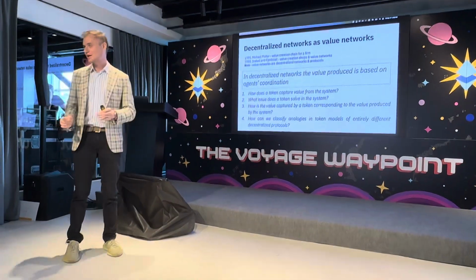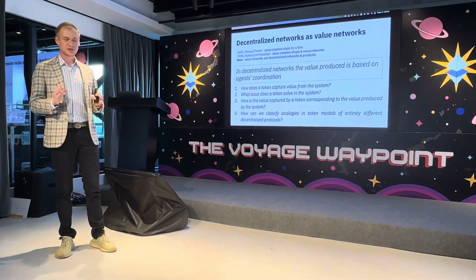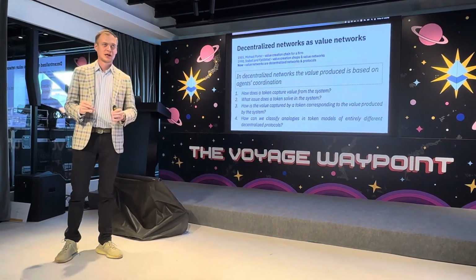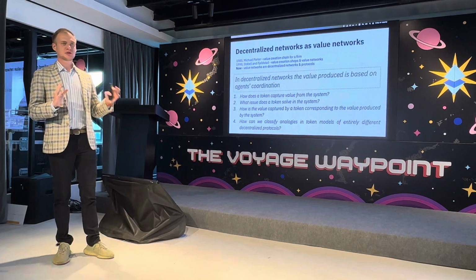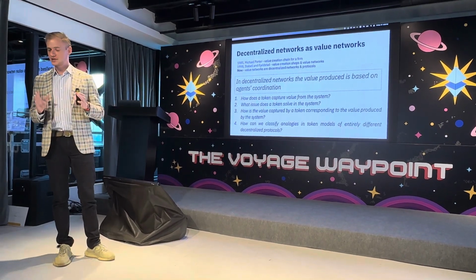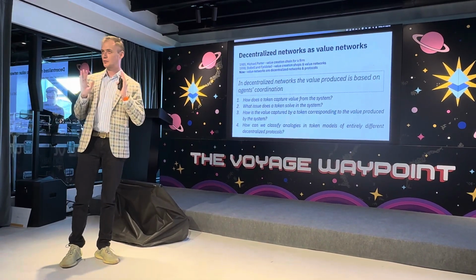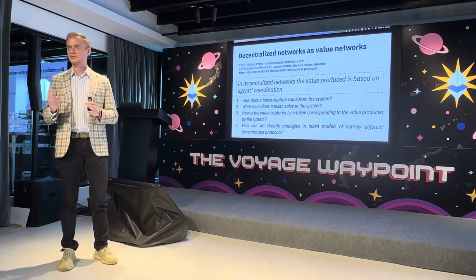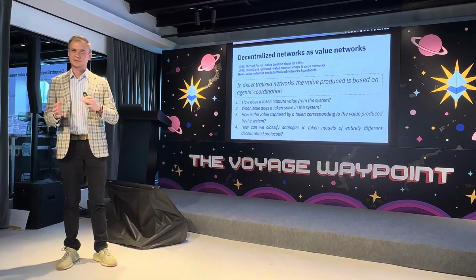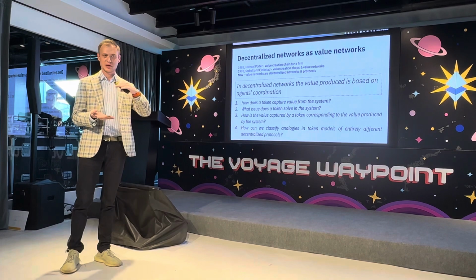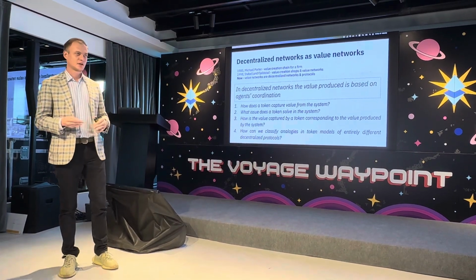So first of all, we need to focus on decentralized networks as a value network. For classical firms, the value is produced, for example, by processing physical goods. For example, you have wood, you cut the wood, you make a table, you sell the table. The table is much more expensive than the wood, of course. And all this additional value that was created is a value creation chain.